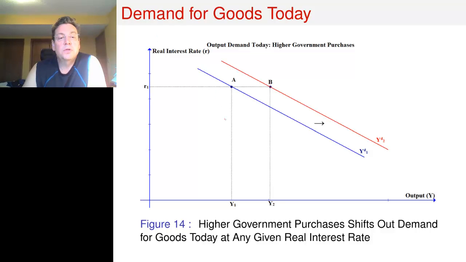So if we go into the market for goods today, we have the real interest rate up here, we have output down there, and what we just showed was that when G goes up, government spending goes up, the demand for goods at any given real interest rate is higher. So this is an example of something that would generate a shift in this demand curve.